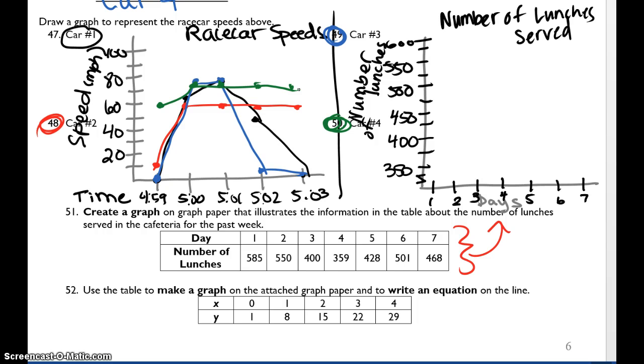On your test, it'll tell you to graph them on separate ones. If that's on there, it'll be a little bit more specific, and we'll have a lot more room, don't worry.